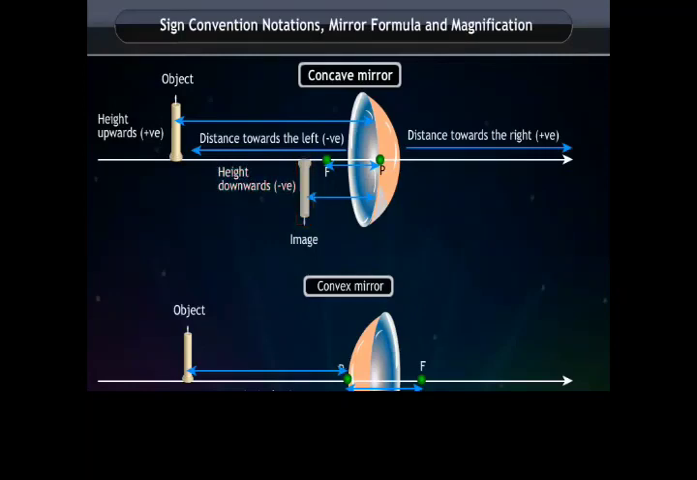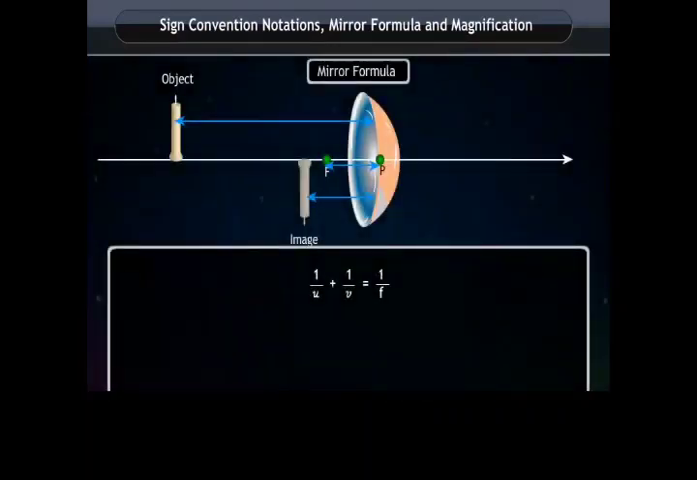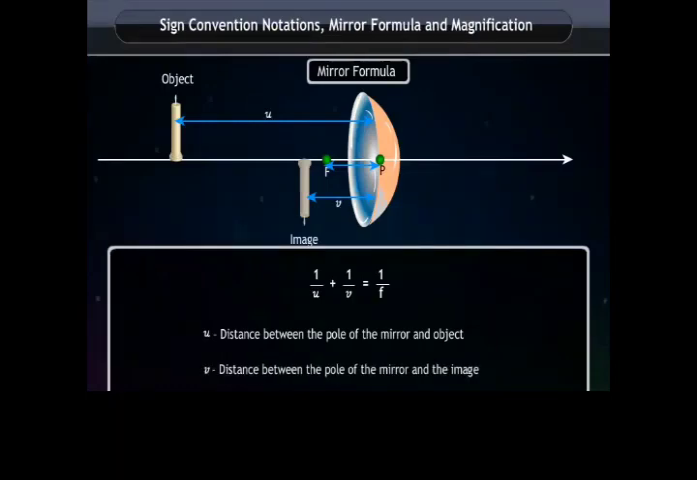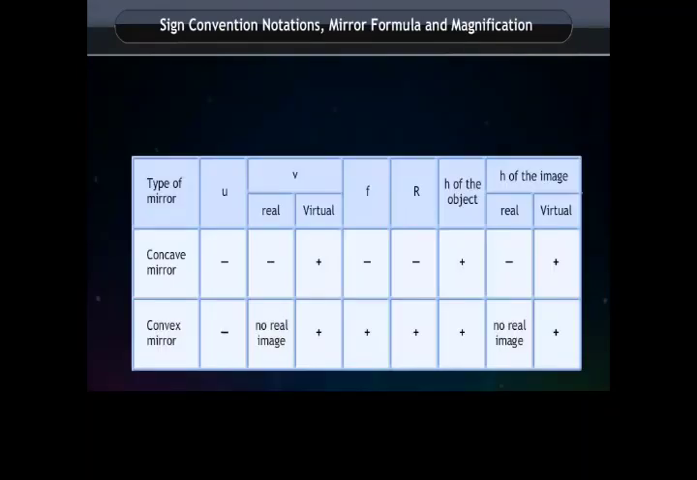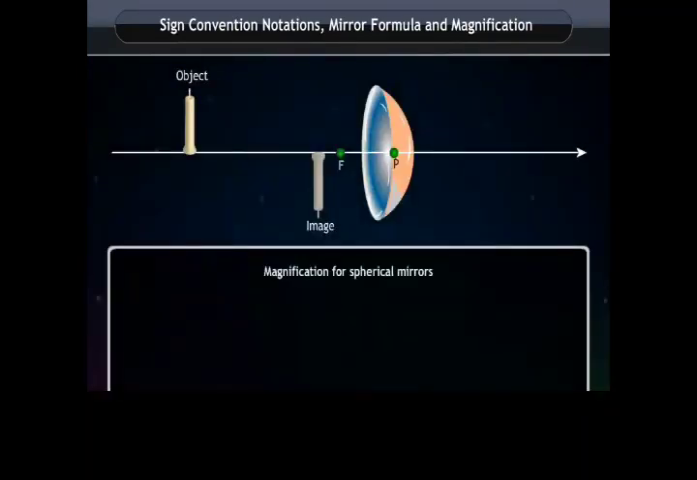The mirror formula for spherical mirrors is the relationship between the object distance, u, image distance, v, and the focal length, f. Magnification of spherical mirrors is the ratio of the height of the image to the height of the object. The magnification is also related to the object distance and image distance. It is expressed as h2 by h1 equal to minus v by u.